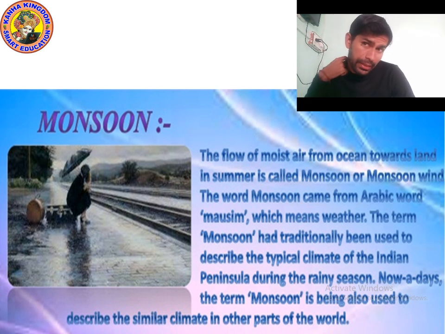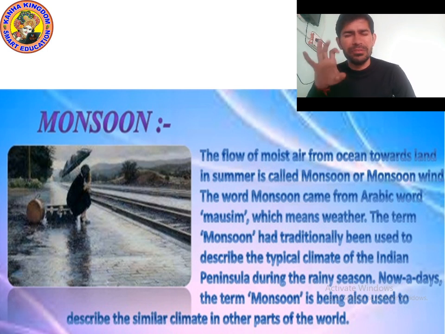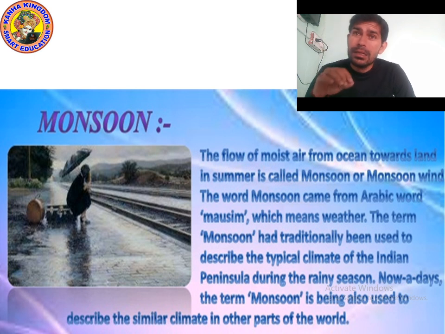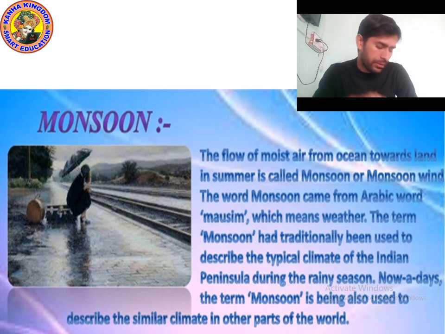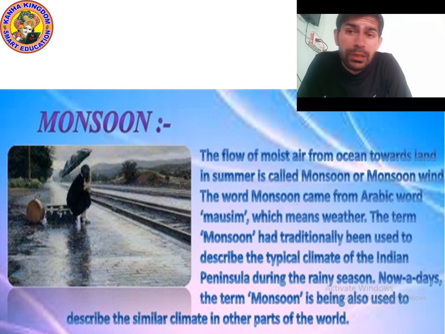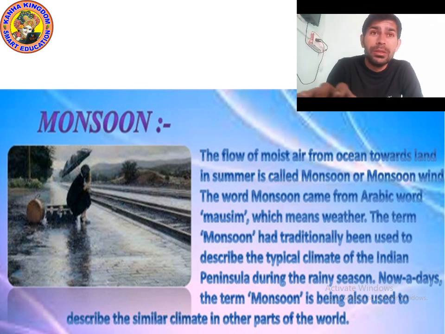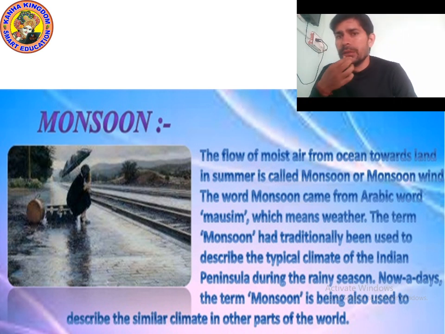And remember the meaning: the word monsoon has come from the Arabic word mausim, which means weather. It's enough for you, it's very easy. When the moist air comes, it brings water vapor, which gets condensed and brings rainfall. India is a country of agriculture, so we depend upon farming and we depend upon the monsoon. I hope that you understood.